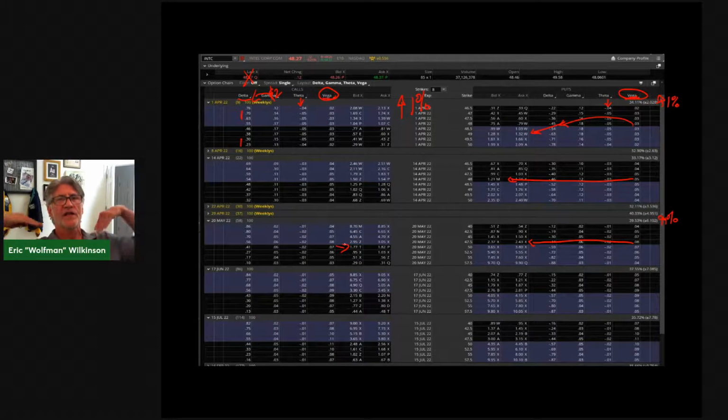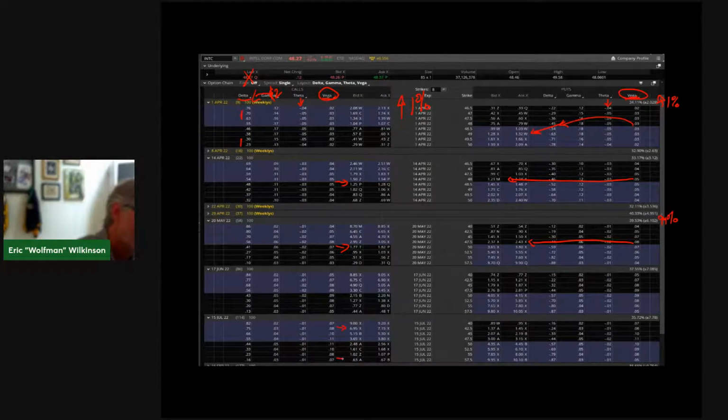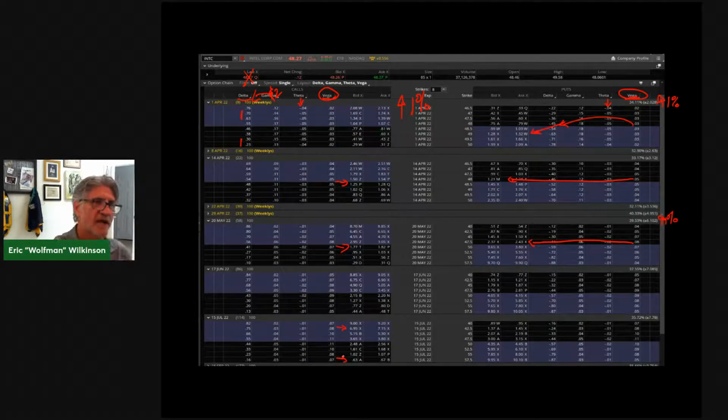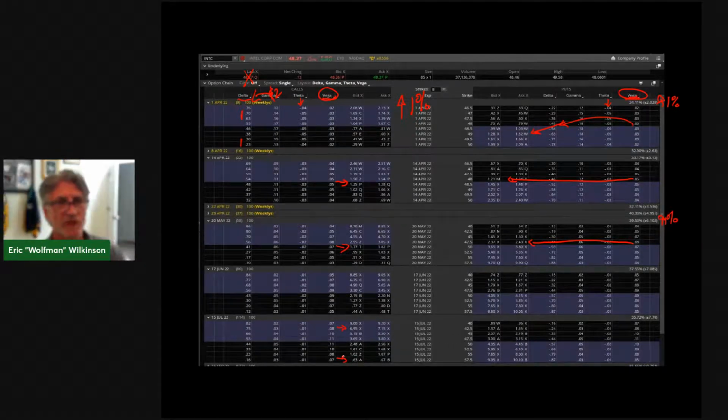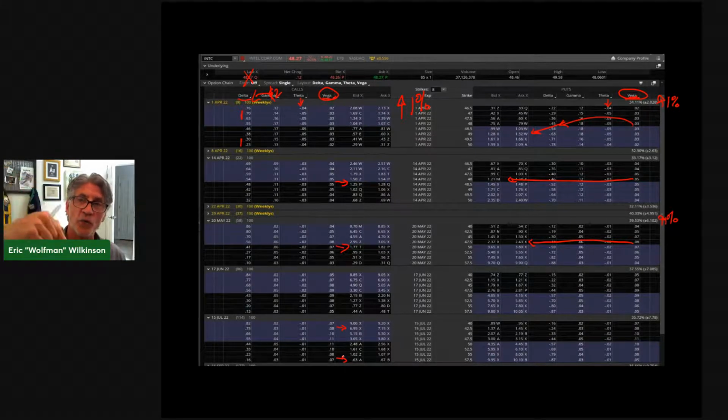So if we get a volatility increase of 1 percentage point, all the premiums go up by their corresponding Vega. It doesn't matter if it's in the money or out of the money. That strike will increase by its corresponding Vega. 1 percentage point increase increases prices. 1 percentage point decrease decreases those prices. All right.